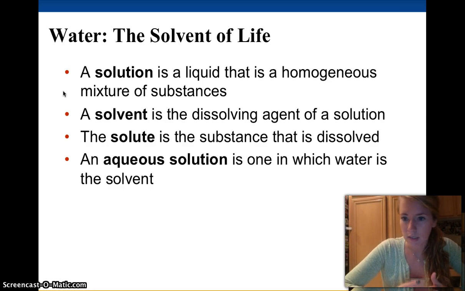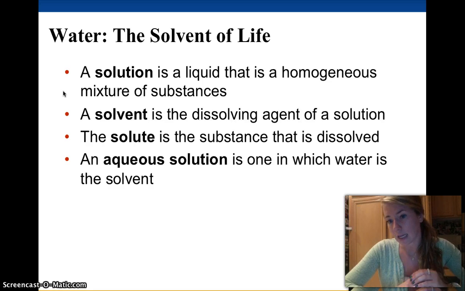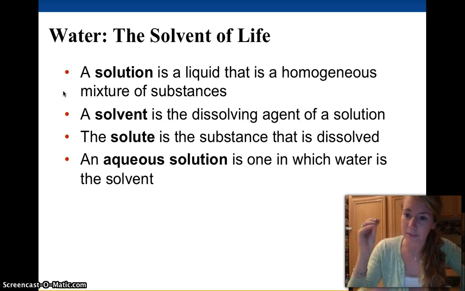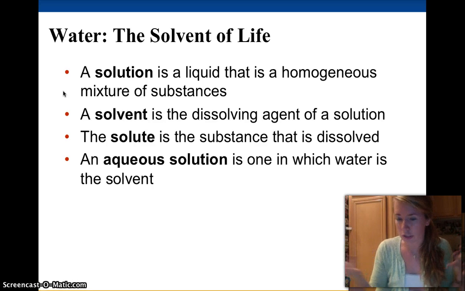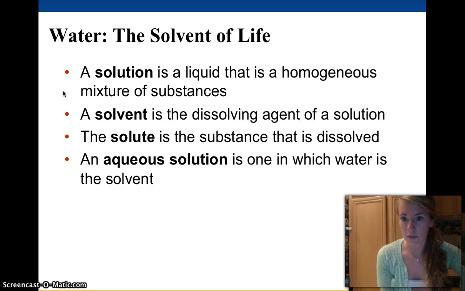So let's talk about solutions really quickly. A solution is a liquid that's a homogeneous mixture of substances. So basically, it's entirely mixed throughout. So if you were to take a sample from the top, a sample from the bottom, you would get the same concentrations of everything in it. And there's a couple parts of the solution.